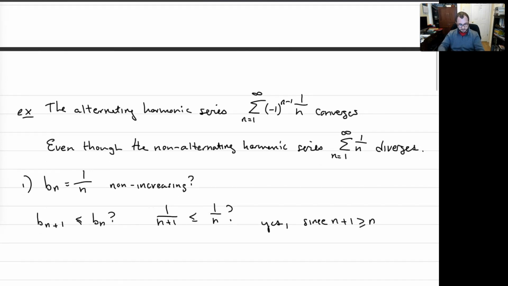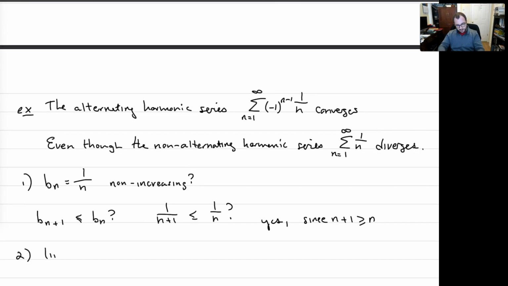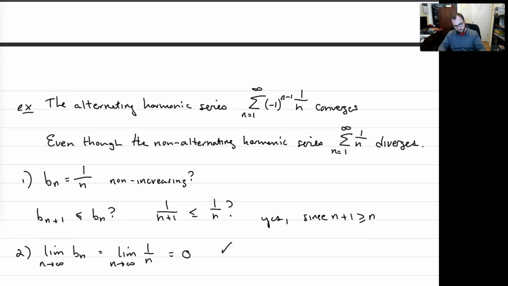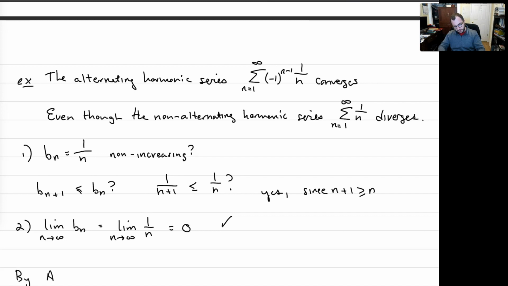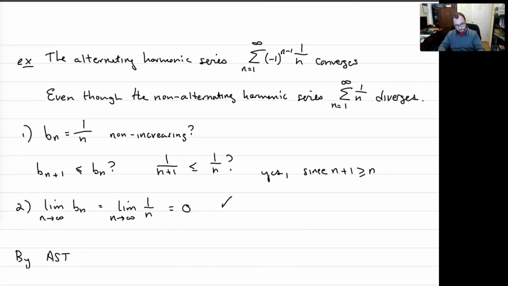terms in the series. And then number 2, the limit of these terms, that's the limit of 1 over n, is 0. So check. So by the alternating series test, AST, this series converges. And that's all there is to it, really. Are the terms non-increasing? And do the terms go to 0? If yes, you've got yourself a convergent series on your hands.